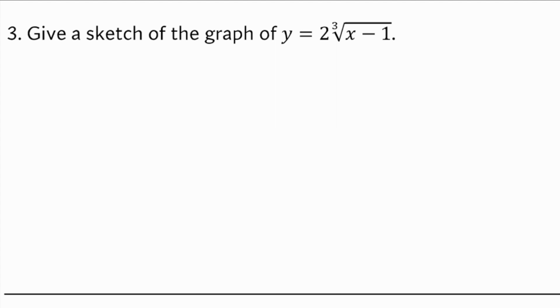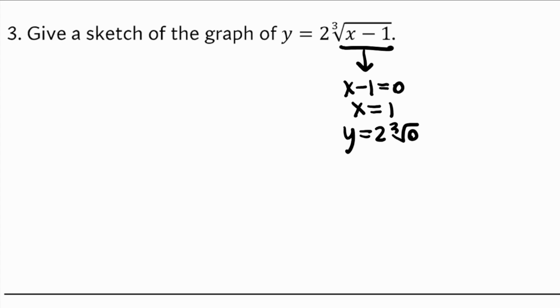Now we're going to give a sketch of the graph of y equals 2 times the cube root of x minus 1. So I'm going to start with the vertex or the center point of this, and that's going to be where x minus 1 equals 0. So that's x equals 1. And then y at that point is 2 times the cube root of 0. We're not adding anything on, so that's going to be y equals 0. So x equals 1, y equals 0. That's going to be the center point of my graph.